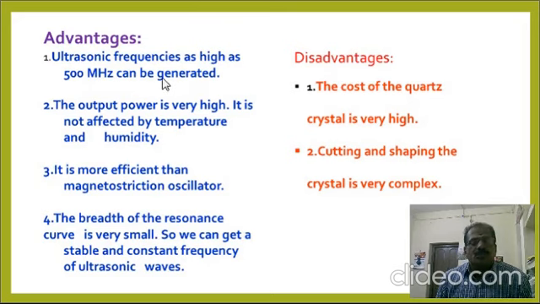This is one advantage. The output power is very high. It is not affected by temperature and humidity because, since its frequency is very high, automatically the energy will also be very high and the power will also be very high, because E is equal to h nu. You know the formula, E is equal to h nu. If nu is more, automatically energy will be more. When the energy is more, the power will also be very high. So since the power is very high, ultrasonic waves will not be affected by any temperature and humidity.